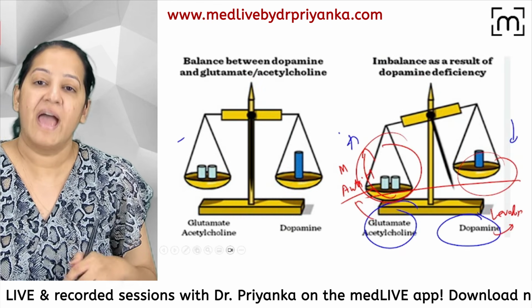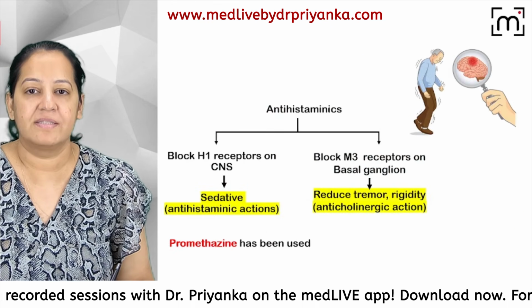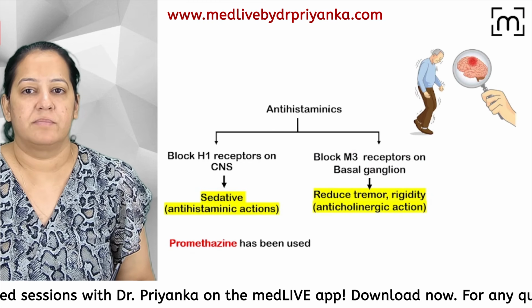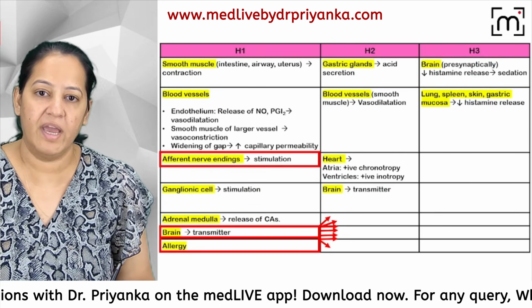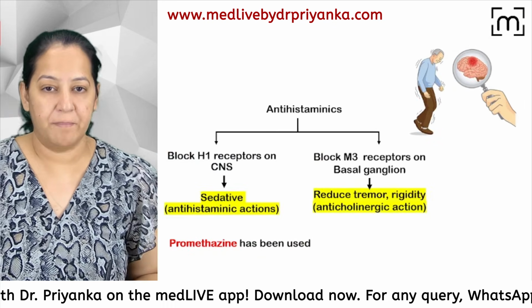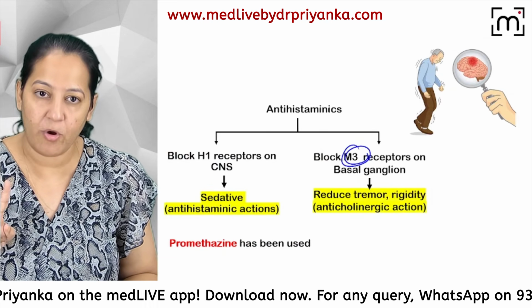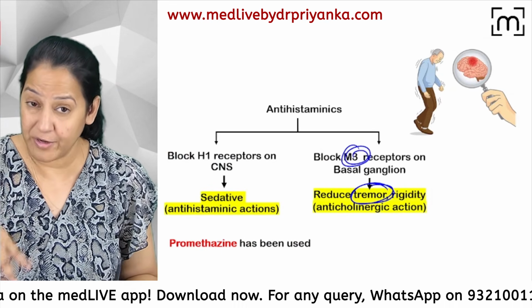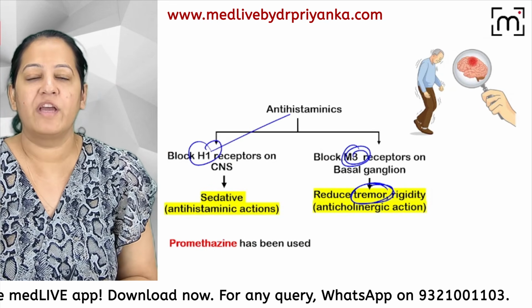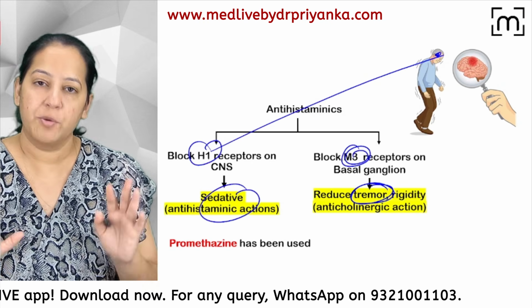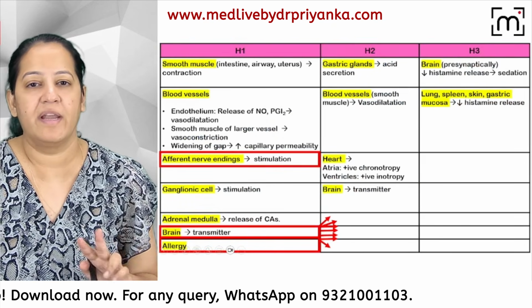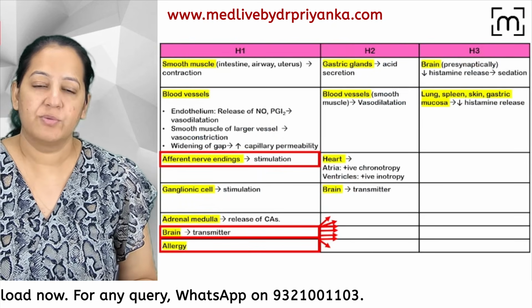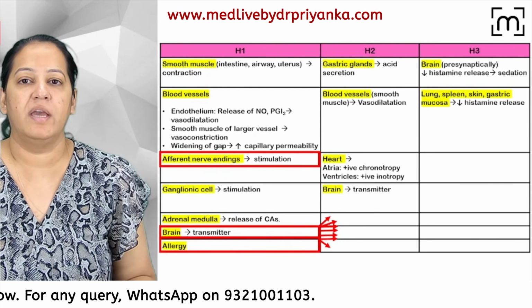Got it? That is the action in Parkinsonism. In Parkinsonism also, the M3 blockage will reduce the tremors by reducing the acetylcholine, and H1 blockage in the brain will produce sedation. So the Parkinsonism patient will have sedation. So again, double action is there. So these are the actions, the uses.